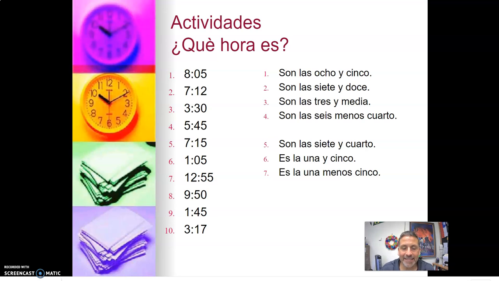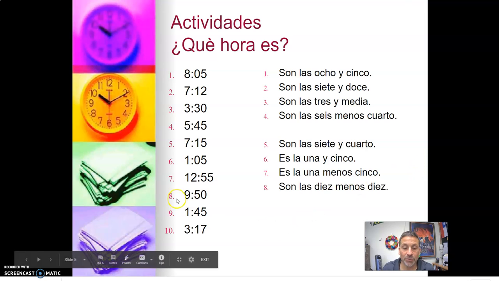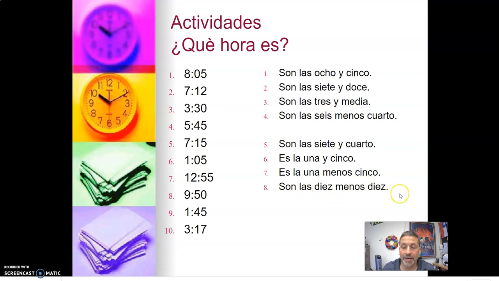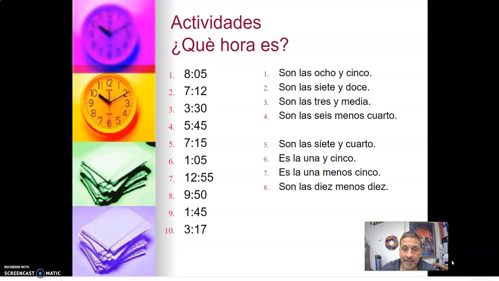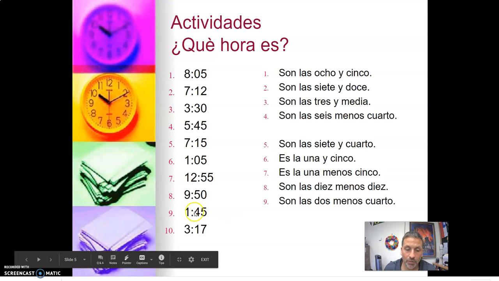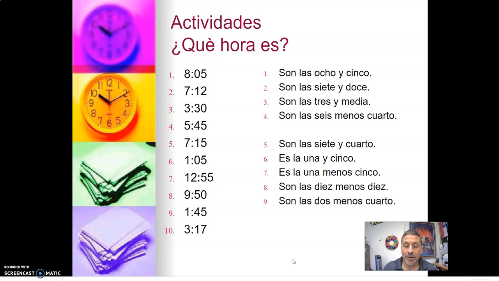Here we go. Number 8. It's 9:50. Son las 10 menos 10. So I had to go up to the next hour up and subtract 10 minutes. Son las 10 menos 10. 1:45. ¿Qué hora es? Son las 2 menos cuarto. I had to go to the next hour up and subtract 15 minutes. Okay, 3:17. ¿Qué hora es? Son las 3:17.